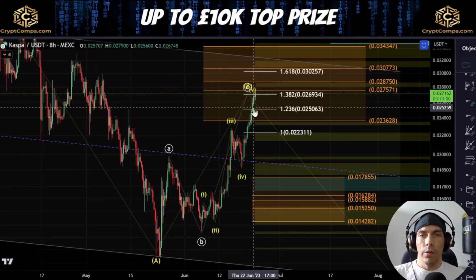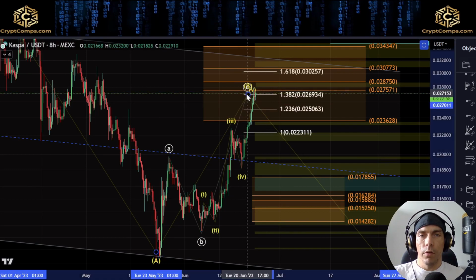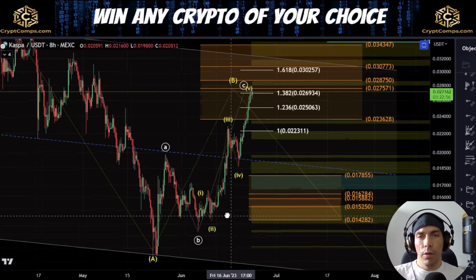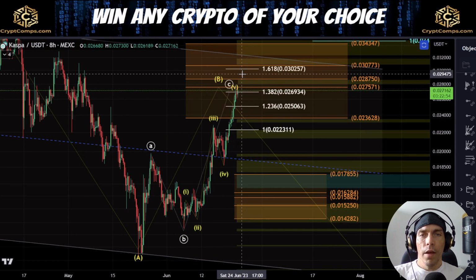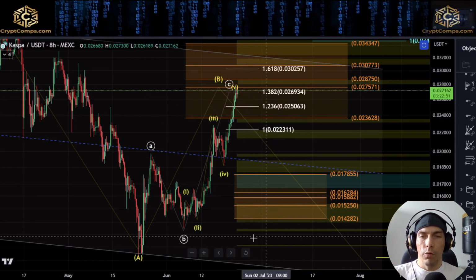Now, looking at the internals of this, what we'd be saying within here is effectively that we have this as A, B, and C. Now, I'm not going to go too much into the subwave counting here, but effectively this could actually be looking to complete a 5-wave move here, and then we'd be looking for that possibility of a drop to the downside.